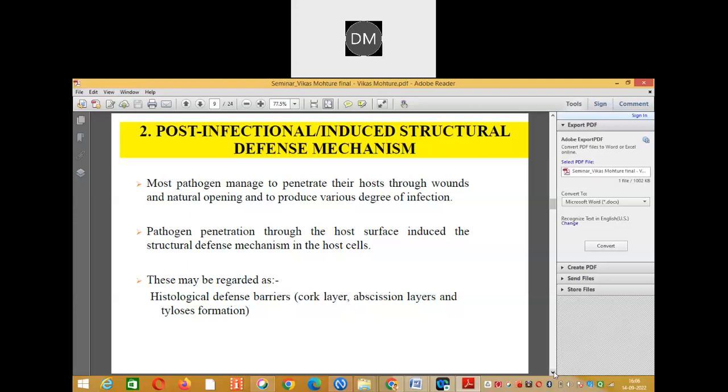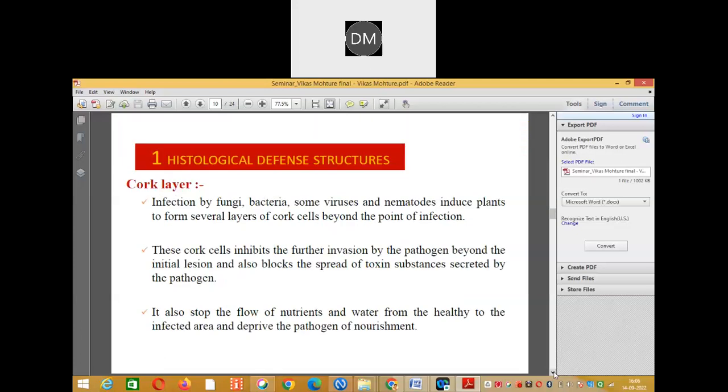Another one is the post-infectional, or induced, structural defense. If the pathogen does enter, the plant still protects itself by forming another level of defense. When a pathogen penetrates the host surface, it induces structural defense mechanisms in the host cell, and there may be different types of barriers, like the cork layer, abscission layer, and phylogist formation.